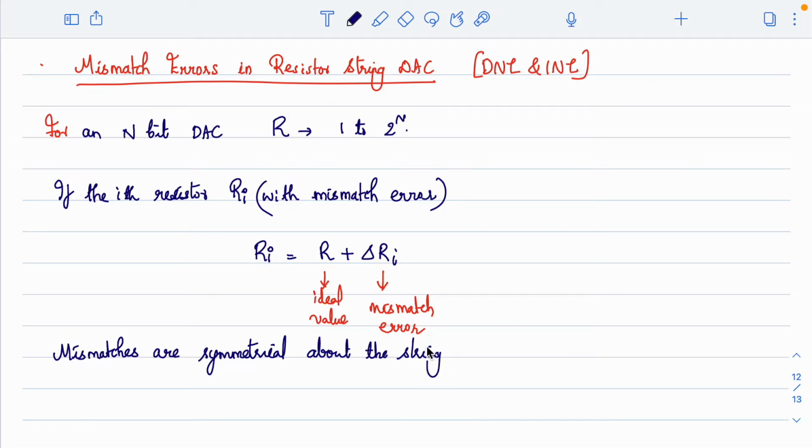Right. So that is an assumption I am making, assuming that mismatches are symmetrical about the string. That means if the ith resistor has delta Ri as a mismatch error, the sum of all the mismatch errors, from i equal to 1 to i equal to 2 to the power of n, is equal to 0. That means the sum of all the mismatches in the resistor string DAC is equal to 0. Right. This is one assumption I am taking.